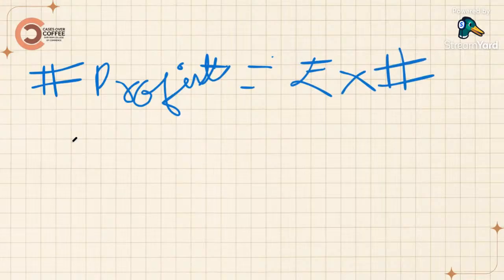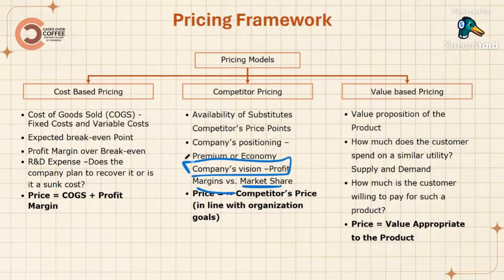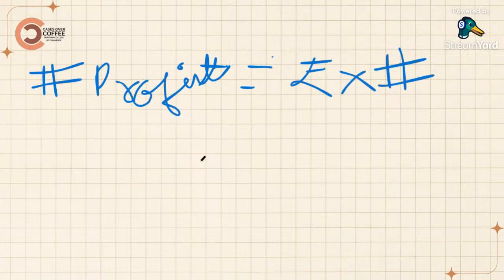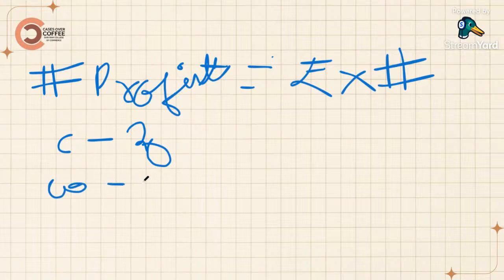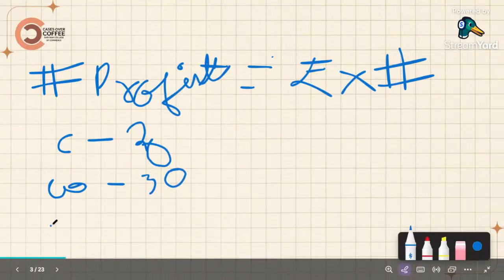Now, as we have discussed, let's say the cost-based and competitor-based models. According to the cost, we get a price of 20. From the competitors, we get, let's say, 30. And from value-based, we get a price of 40.